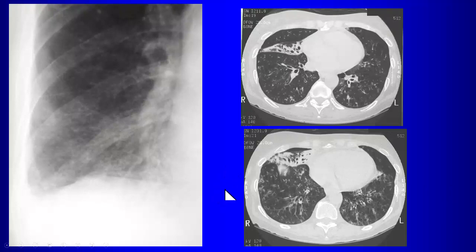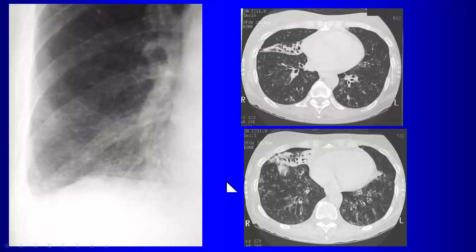Anything else? The tree and bud opacities. Yeah, so you have some tree and bud opacities. What about the bronchial walls? They're thickened. So what do we think is going on here? Well, is this interstitial lung disease? No. No, what do we think this is? Aspiration. Yeah. So this is airway disease.